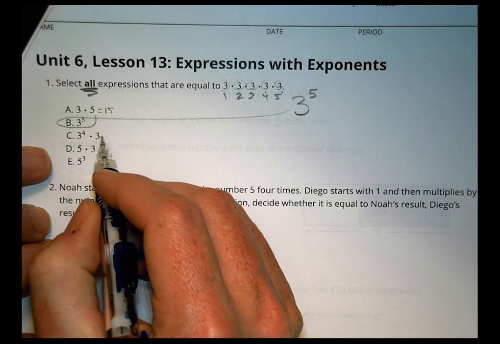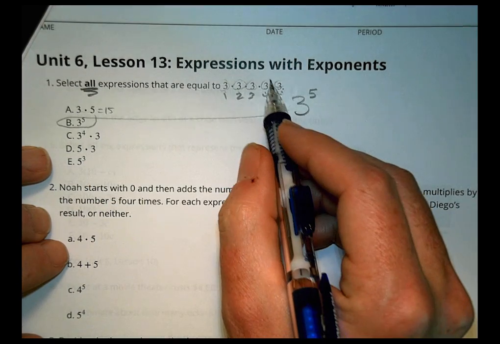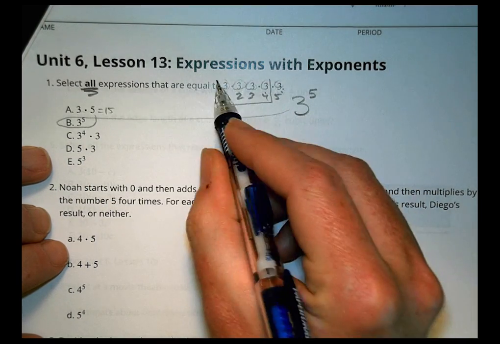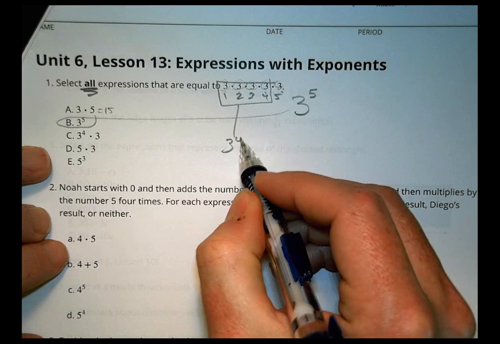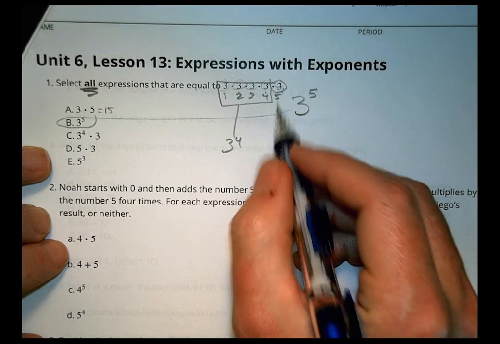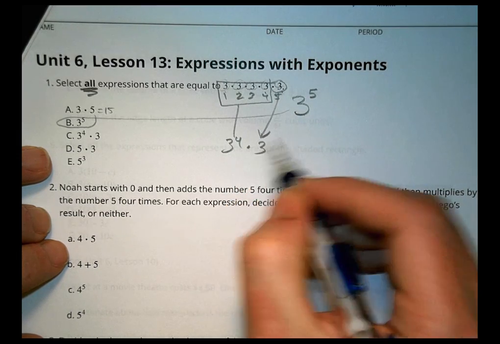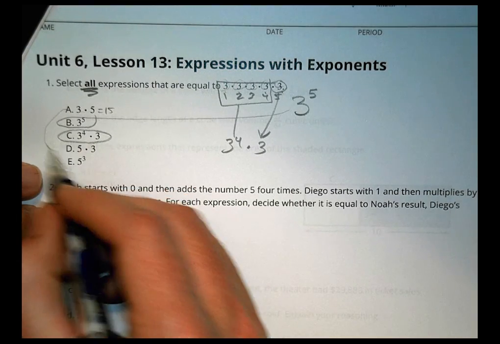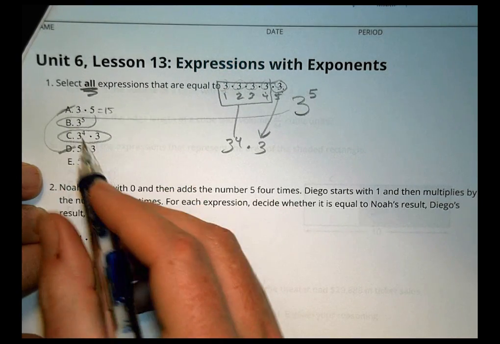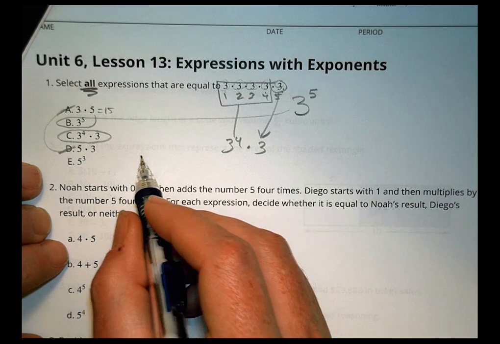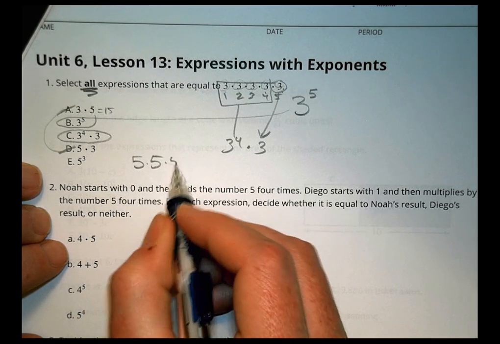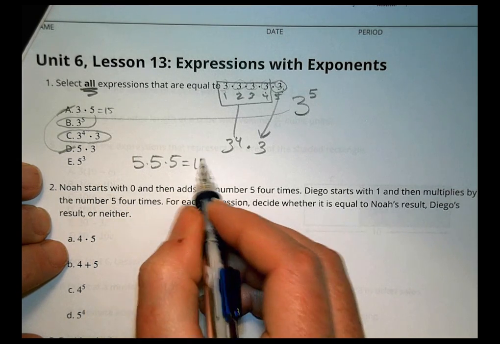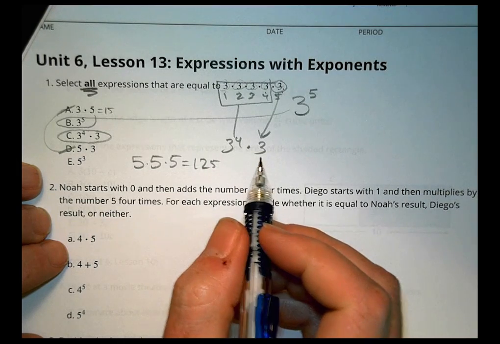3 to the 4th times one more 3. Well, that's like stopping here and saying, let's group that up, and we'll call that 3 to the 4th, and then we'll multiply by one more 3. So that is okay as well. 5 times 3 is the same as this one, so that's a no. And then 5 to the 3rd is something very different. That's 5 times 5 times 5, which actually equals 125. Not quite what we're looking for there.